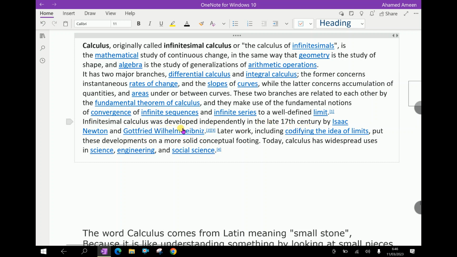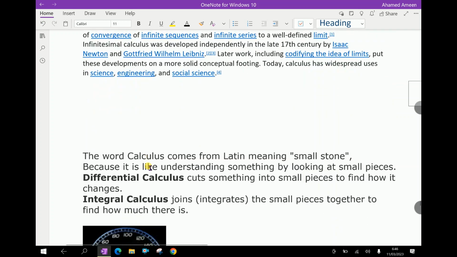Infinitesimal calculus was developed independently in the late 17th century by Isaac Newton and Gottfried Wilhelm Leibniz. Later work, including codifying the idea of limits, put these developments on a more solid conceptual footing. Today, calculus has widespread uses in science, engineering, and social sciences.